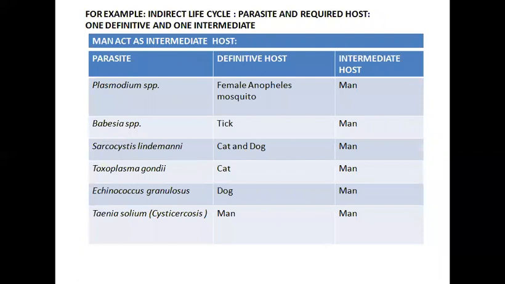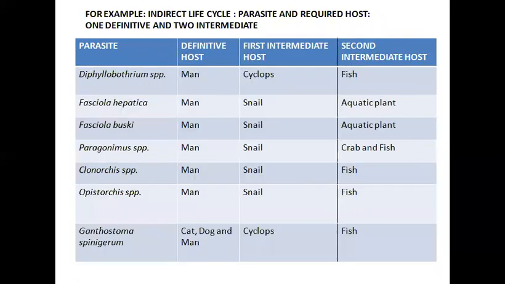Let's go through these slides for a moment. These are the examples of parasites which require three hosts, one definitive and two intermediate, for completion of life cycle. For example, Diphyllobothrium species, where man is the definitive host, Cyclops is the first intermediate host, and fish is the second. Likewise, we may have many more such examples like Fasciola hepatica, Fasciola gigantica, Paragonimus species, Clonorchis sinensis, etc.